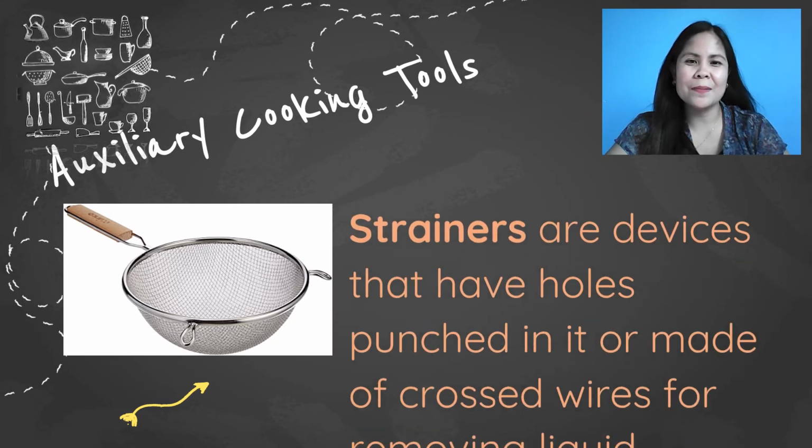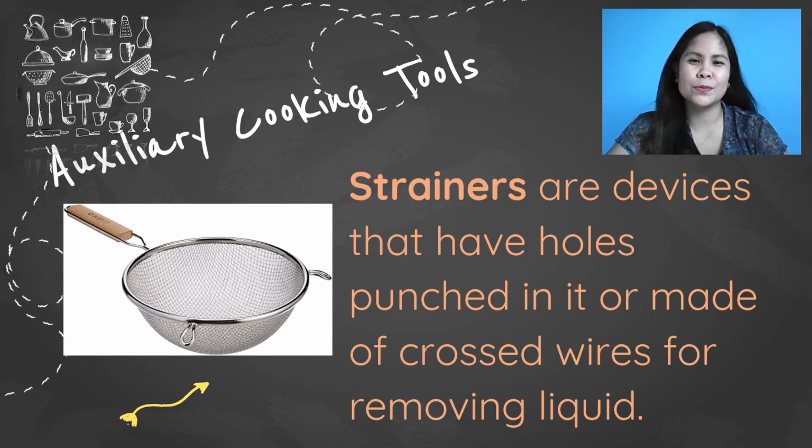We also have strainers for auxiliary tools. Strainers are devices that have holes punched in them or are made of cross wires for removing liquid. It is a kitchen device that is most used to strain liquids away from other ingredients, but also to occasionally sift fine ingredients away from larger ingredients. The strainer may be formed as a spoon-shaped utensil or a basket-shaped strainer from various materials such as metal, nylon, or even cloth.